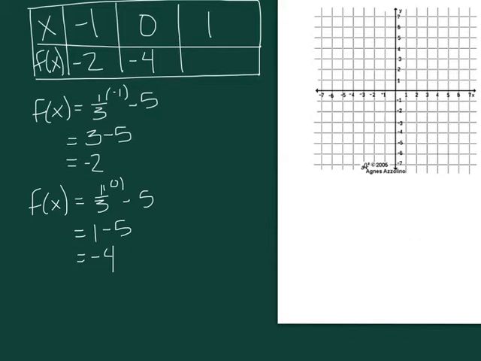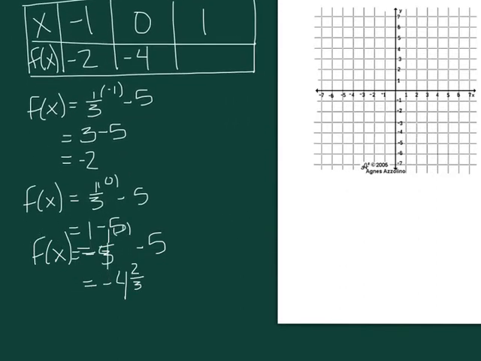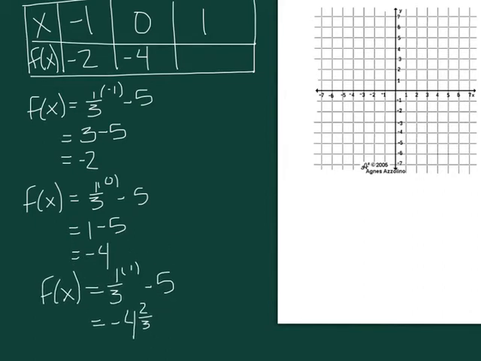Last one of these. We have f of x equals 1/3 to the 1 minus 5. 1/3 to the 1 is just 1/3. So 1/3 minus 5 would be a negative 4 and 2/3. So when x is 1, y is a negative 4 and 2/3. So let's go ahead and graph those points.